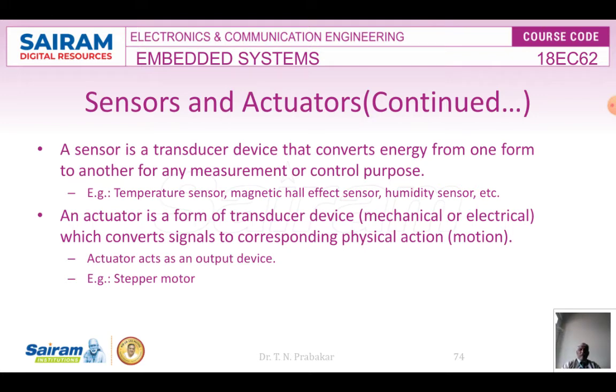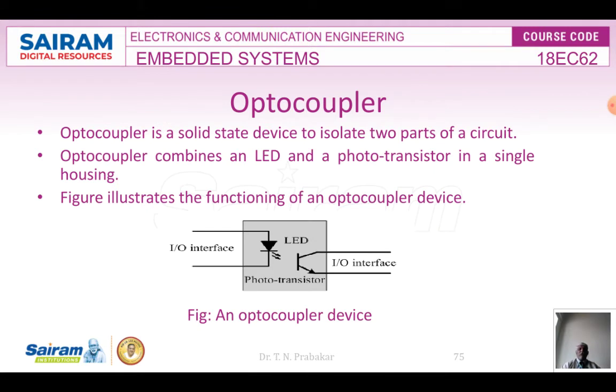And an actuator is the form of transducer device which converts signals in the opposite direction to the corresponding physical action. So here, electrical energy will be converted to mechanical energy. The actuator is an output device which converts electrical energy into mechanical energy or movement, in a stepper motor, right? That is one example of a physical action.